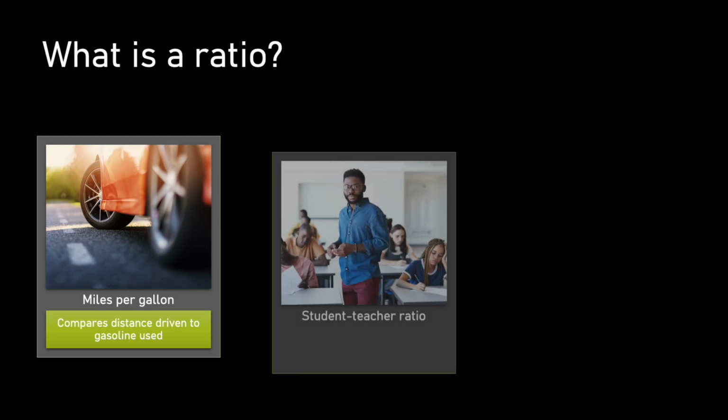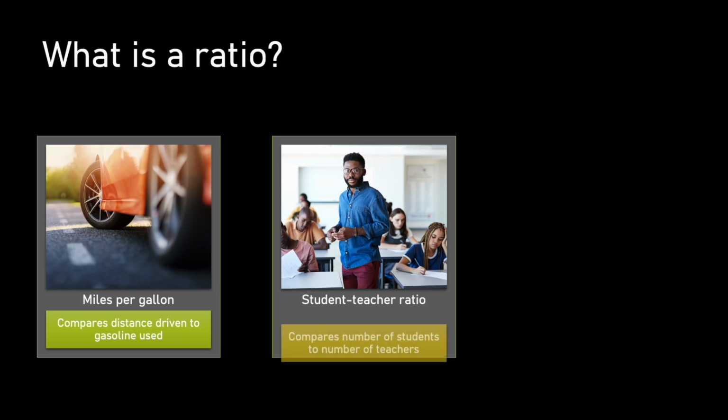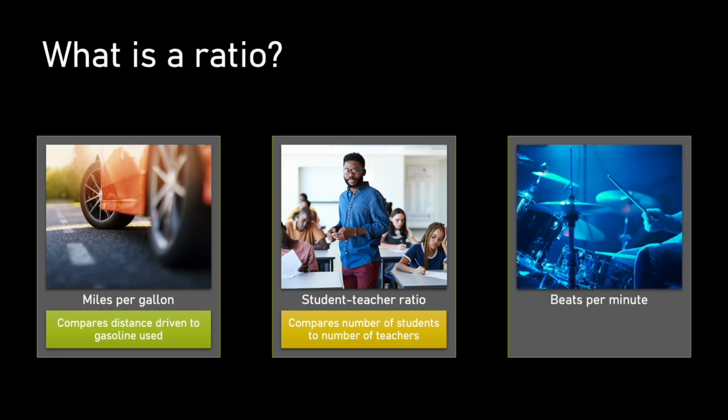Some examples of ratios would be miles per gallon, which compares the distance driven, which we measure in miles, to the gasoline used, which we measure in gallons. We can also have a student-teacher ratio, which compares the number of students to the number of teachers, both of which are quantities we can count. And if you're in band or you just know a lot about music, you might have heard of beats per minute, which compares a countable quantity, the number of beats in a song, to a measured quantity, the amount of time elapsed in the song.